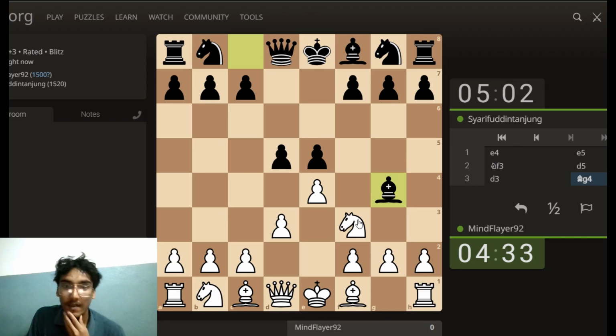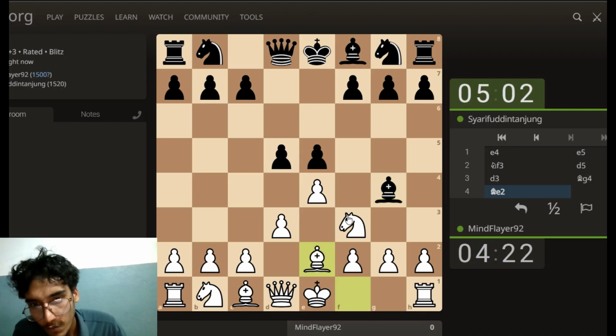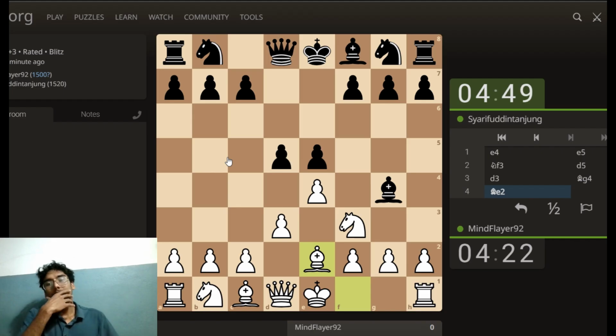Now he pins my knight, as I need to go there to capture, but if I move that, he can capture my queen. Because the queen is the most valuable piece, I cannot do that. So I simply block the way of this bishop so that I can capture this free pawn. Let's see what he will play. Time running.